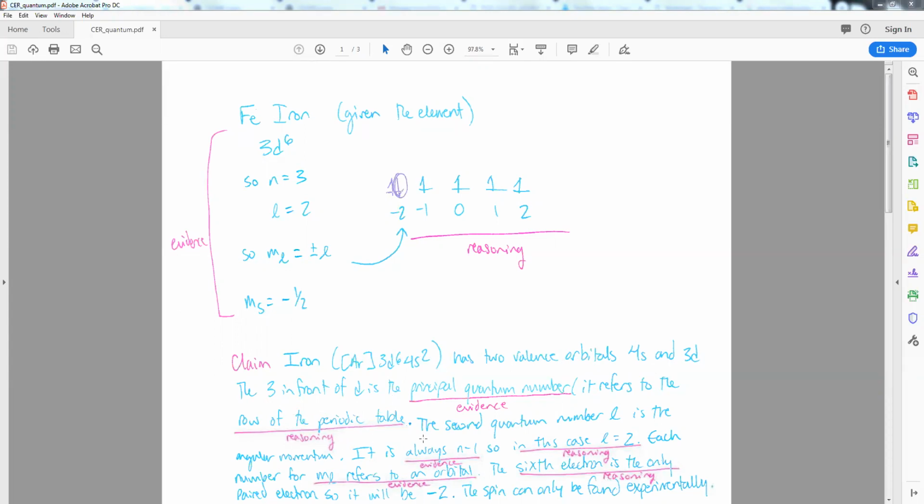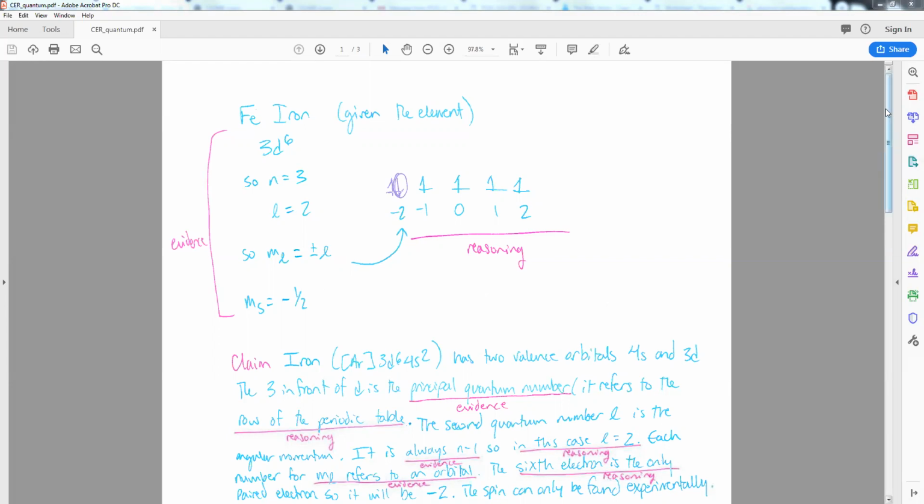The second quantum number, l, is the angular momentum. It is always n minus 1. So that's a piece of evidence. In this case, my reasoning, l is equal to 2. Each number for m sub l refers to an orbital. The 6th electron is the only paired electron, so it will be -2. And I've noted that the spin can only be found experimentally, but in this case, because the electron is down, it's reasonable for me to assume that it's -1/2. So that's an example of a claim evidence reasoning statement.